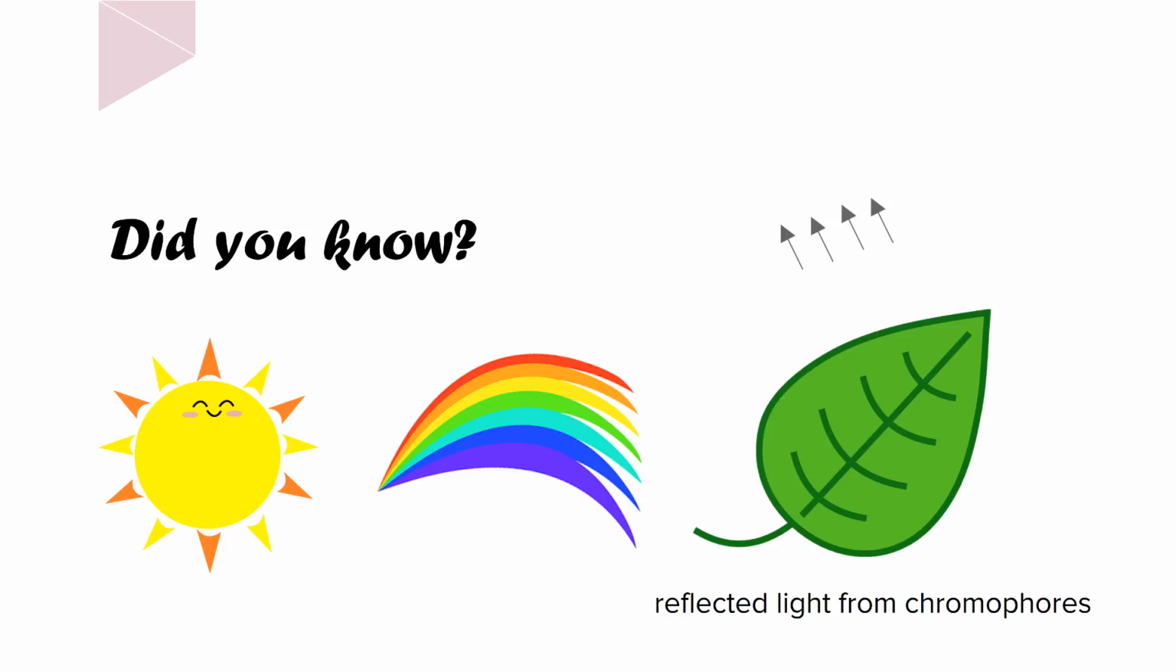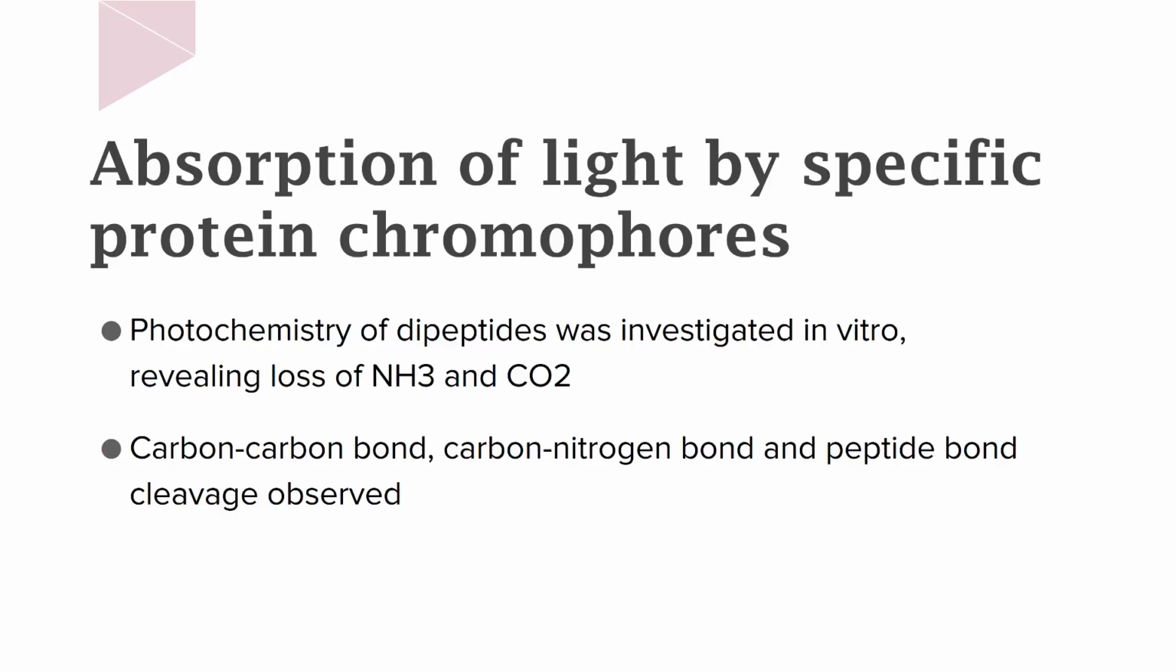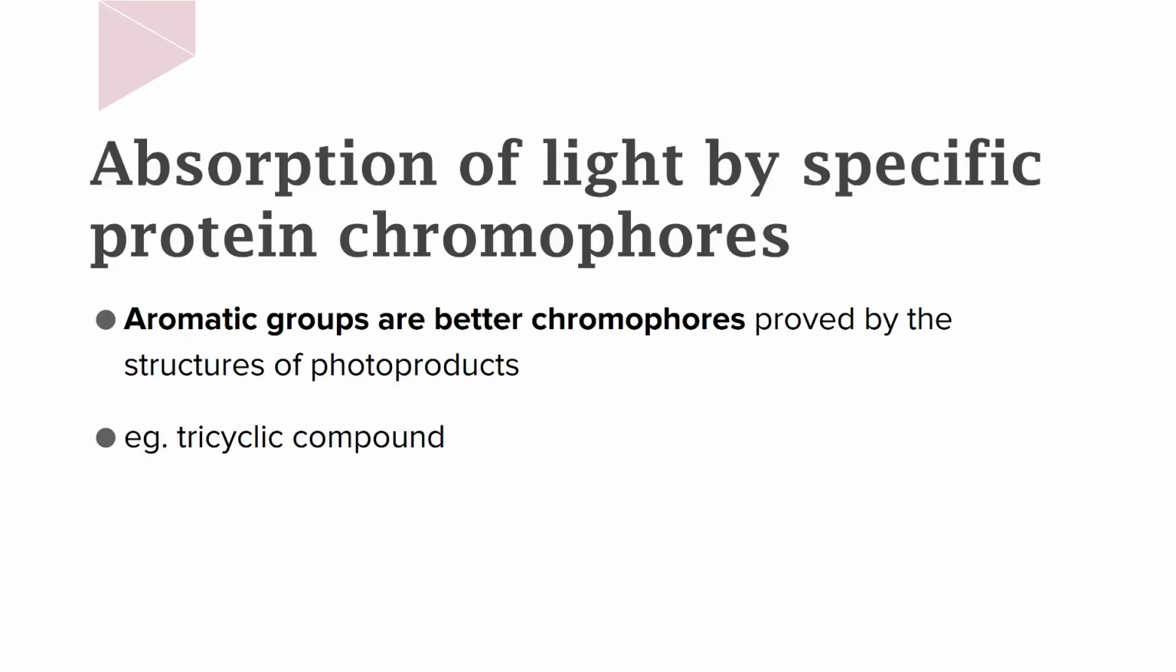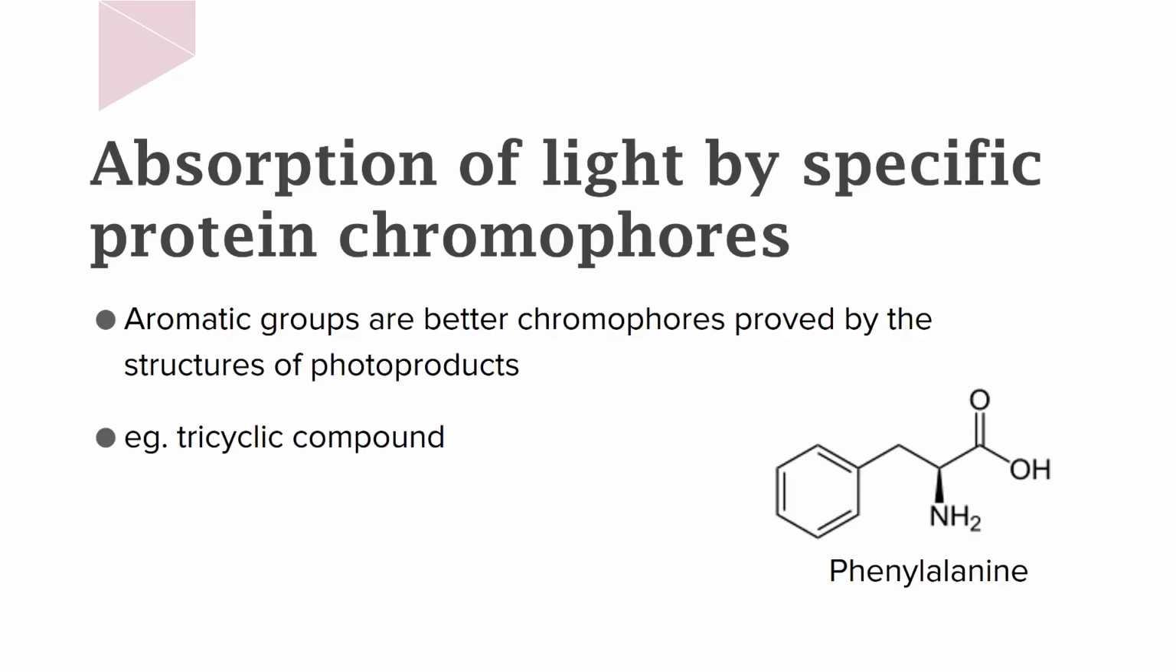Investigation of small dipeptide molecules in vitro showed that there is a loss of NH3 and CO2. Carbon-carbon bonds, carbon-nitrogen bonds, and peptide bonds are cleaved. Aromatic groups tend to be better chromophores. This can be known by observing the structures of some of the photoproducts. One such example is the tricyclic compound. Dipeptides containing phenylalanine also produce extremely complex product mixtures.